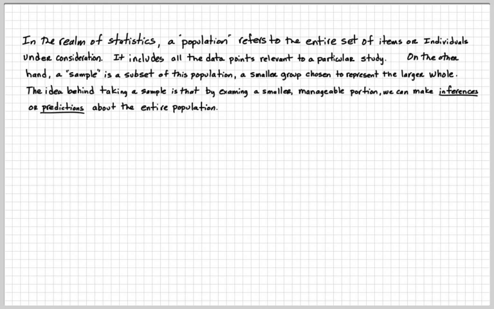On the other hand, a sample is a subset of this population, a smaller group chosen to represent the larger whole. The idea behind taking a sample is that by examining a smaller, manageable portion, we can make inferences or predictions about the entire population. Sometimes it's more convenient to get a random small sample compared to the whole population. And with this sample, you can infer and predict how the entire population reacts.